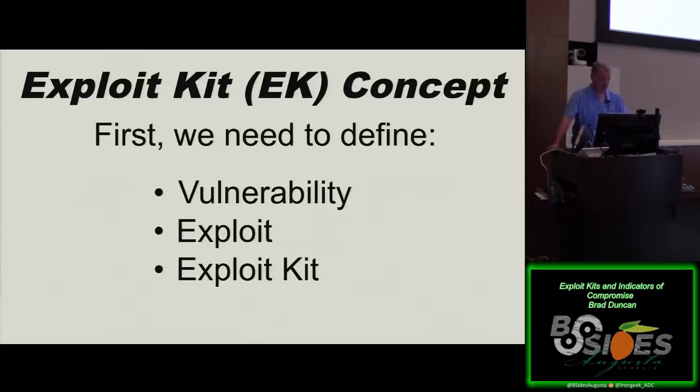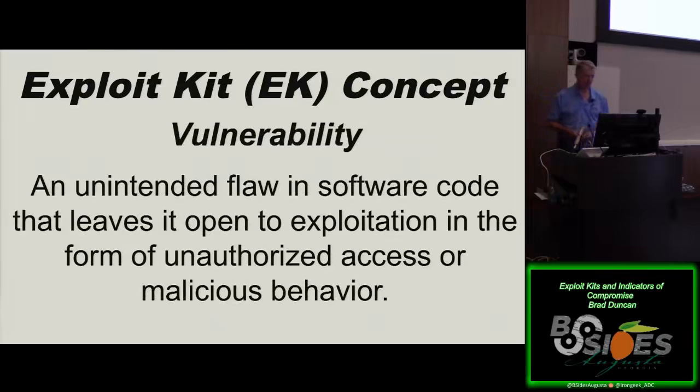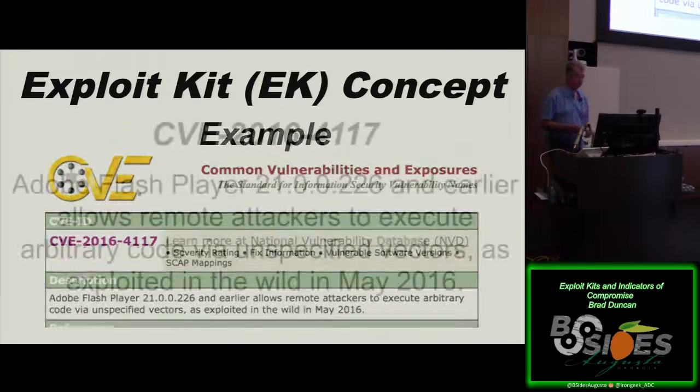To understand the exploit kit concept, we need to clearly define what a vulnerability and an exploit is before we can define what an exploit kit is. A vulnerability is an unintended flaw in software code that leaves it open to exploitation in the form of unauthorized access or malicious behavior. These are cataloged in the Common Vulnerabilities and Exposures database, CVE numbers. Here's one for Adobe Flash Player.